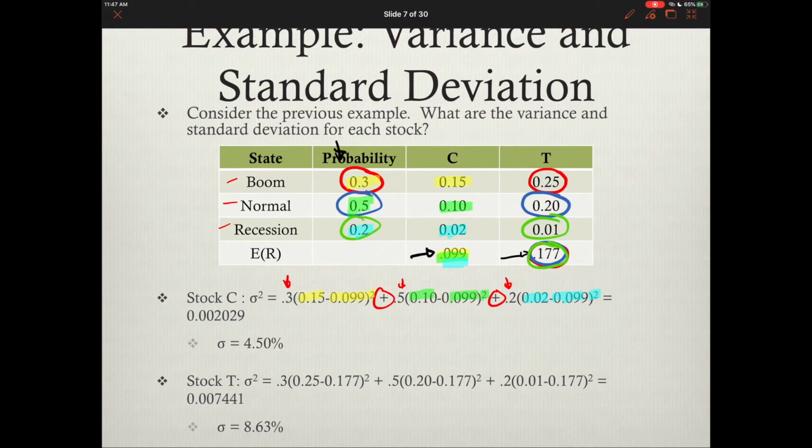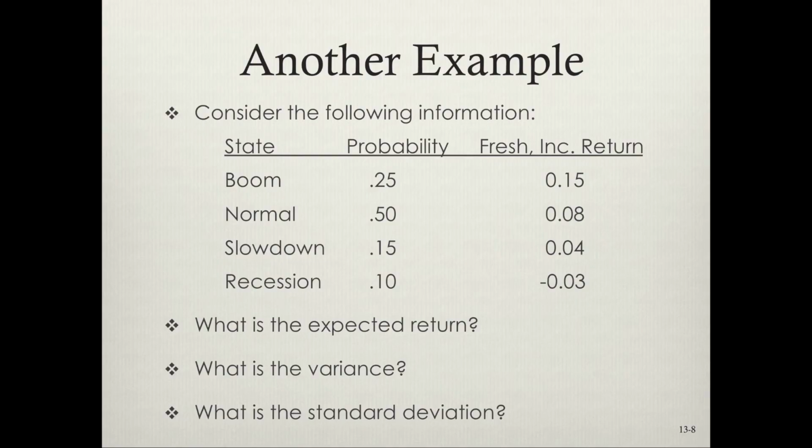Let's take a look at one more example here. So consider the following information. We have 4 economic conditions here. We have a boom, normal, slowdown, and a recession. You can see the probabilities of these different economic states. And then we can see that the stock that we are looking at has these returns under each of the scenarios. First thing is to calculate the expected return.